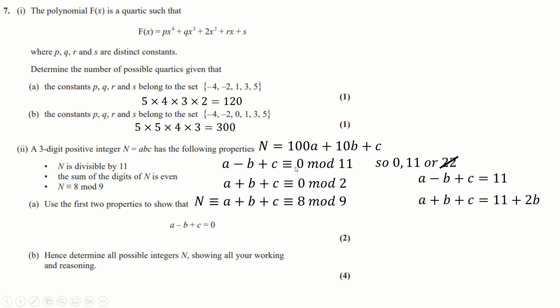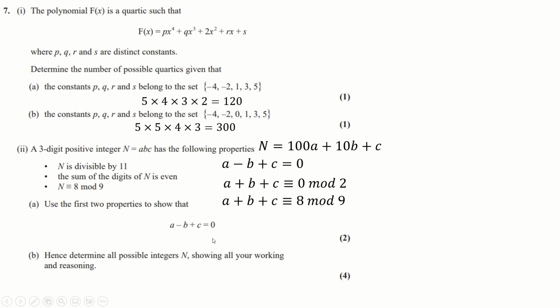Which means that, hang on. So equal to 0 mod 11. Oh, sorry, yeah, the only choice left is 0. They have to just add up to 0. So that's it. That's what I'll say. So that's that done. And then hence determine all possible integers n.